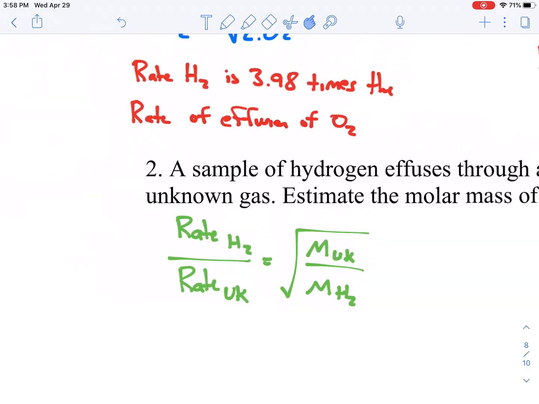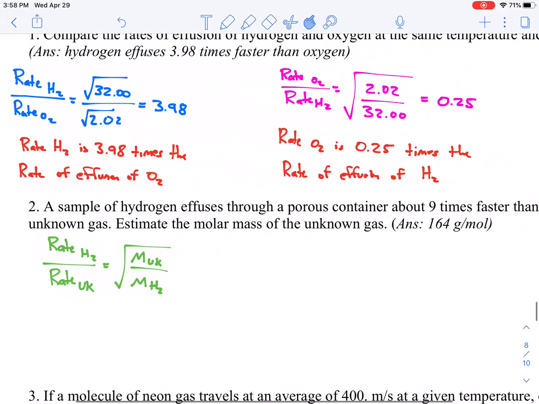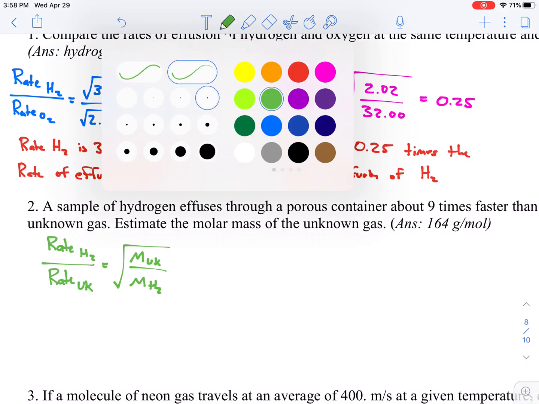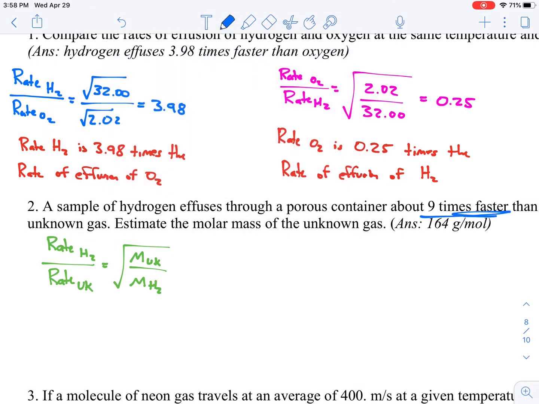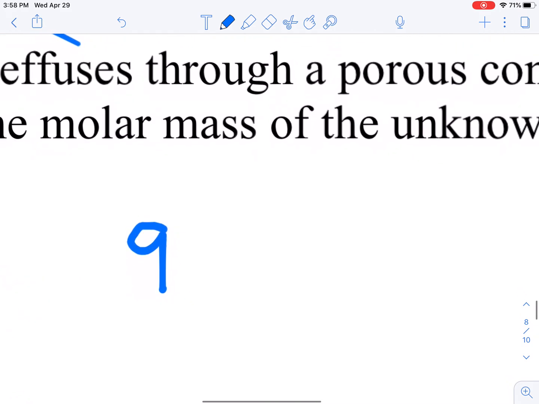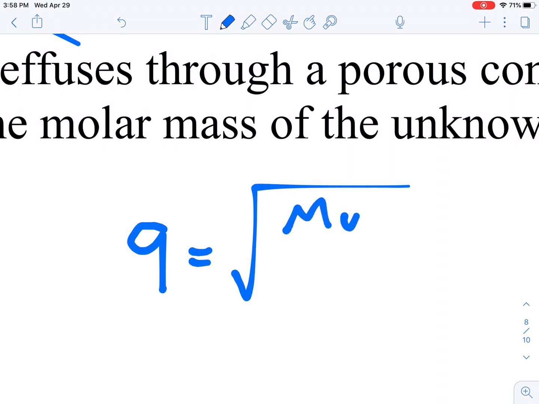So what do we know in this? Well, if you look back to the problem, it says that the hydrogen effuses 9 times faster. So that looks a lot like what we said up here. So what that means is that this entire left-hand side is equal to 9. The rate of H2 is 9 times the rate of UK. That's the ratio. So that is equal to the square root of the molar mass of the unknown, which is what we want to find, over the molar mass of hydrogen, which we know is 2.02.